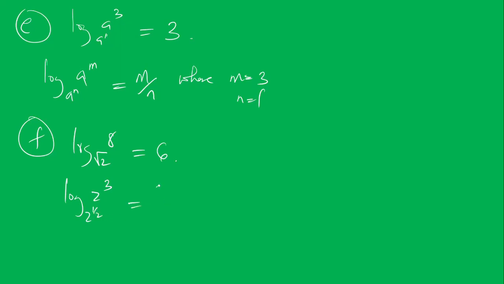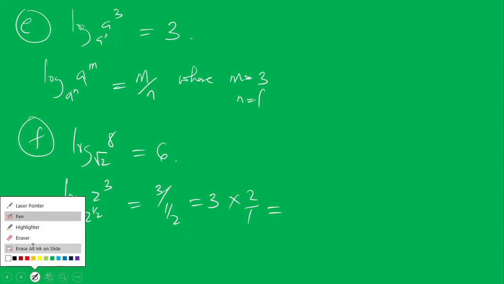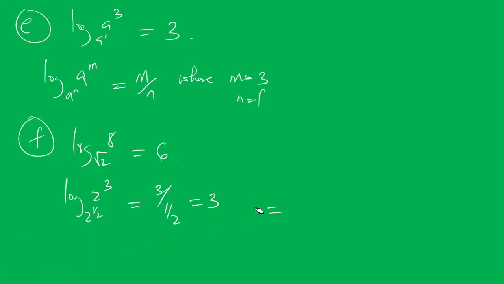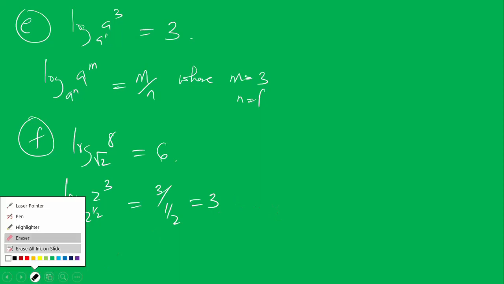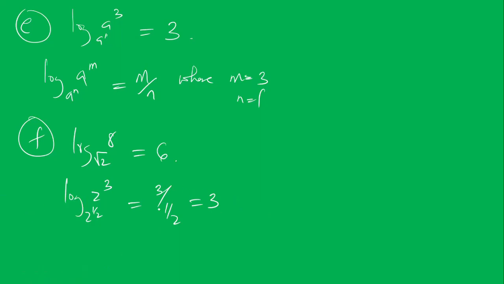So this will give you 3 all over 1 all over 2. Let's not be so fast. This 3 divided by 1 over 2, you change the sign to times and reverse the fraction, so you say 3 times 2 all over 1, which is equal to 6. That is how we got this.